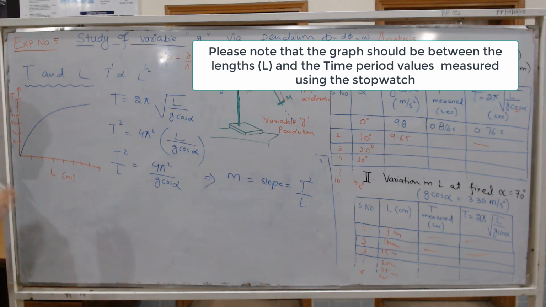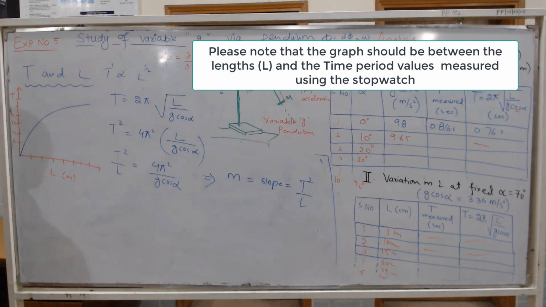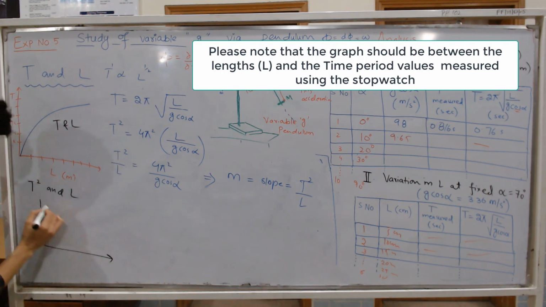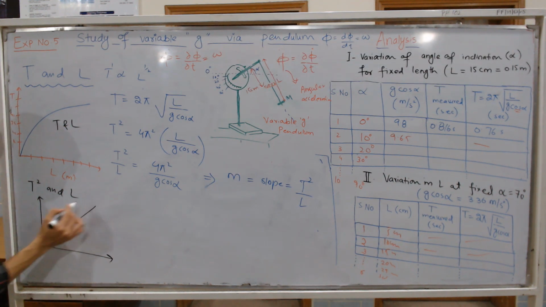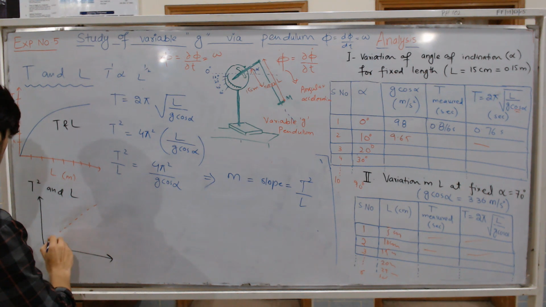So to calculate the slope, we will be plotting this graph as well, but for the slope calculation we will be plotting a graph between T square and L. This is the graph between T and L. Now the graph between T square and L will be a straight line. Keep in mind, this will be a straight line like this. You will have some points on the graph, and when you join these points, you will get a straight line.